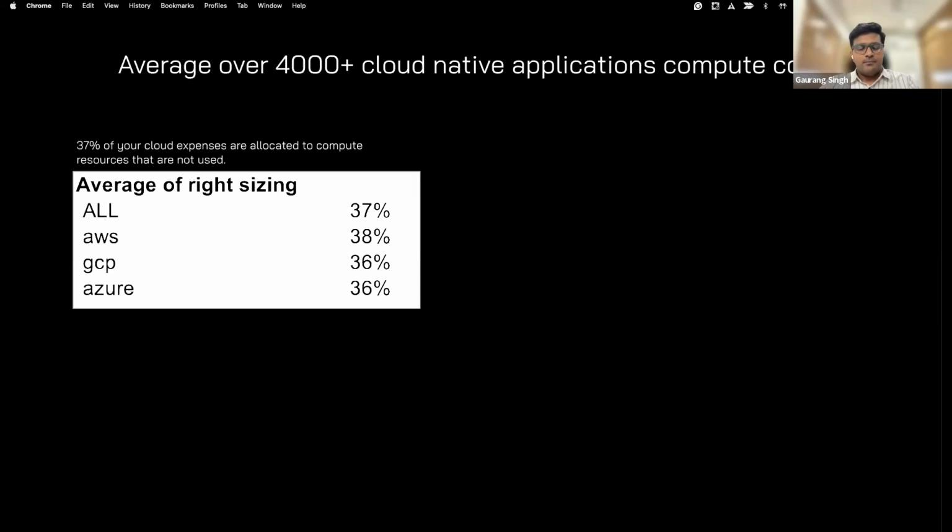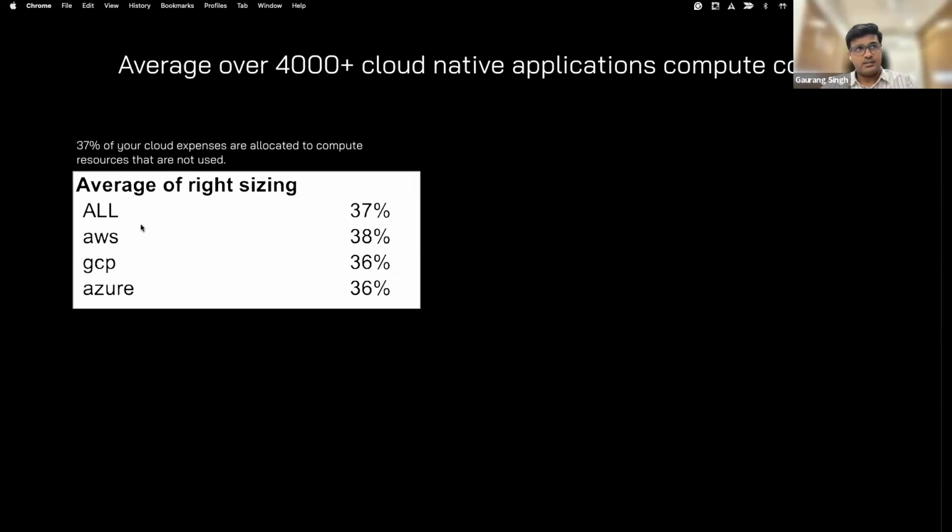Then let's understand what the average waste is across the cloud providers. We have customers across cloud providers, so we took out the data and started to understand what average waste we are generating, right? On average, 37% is the waste: cloud expense that is allocated and not used. So you are wasting 37% of resources.